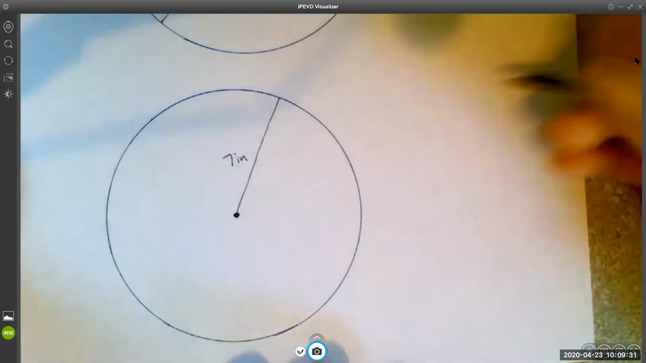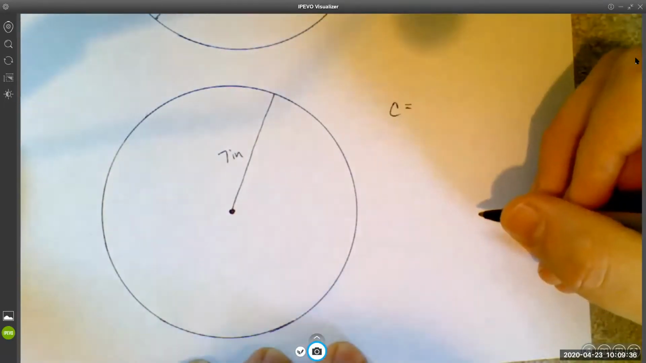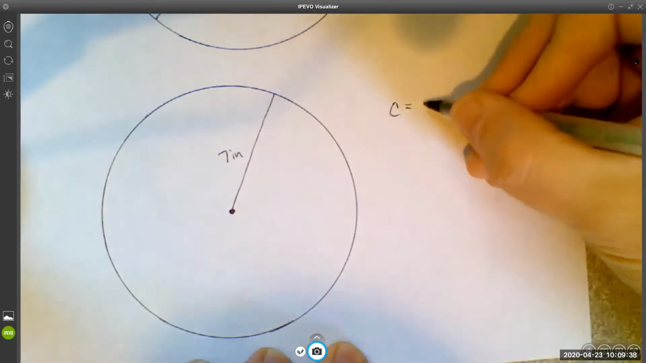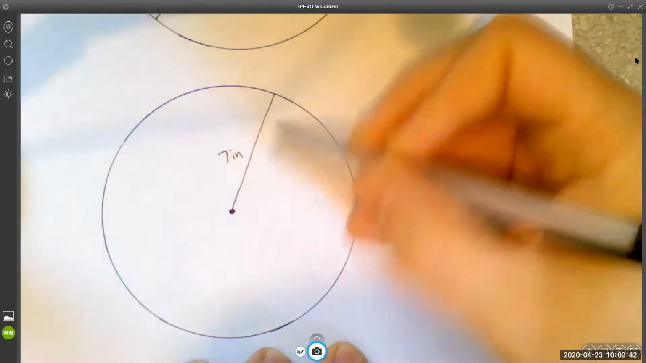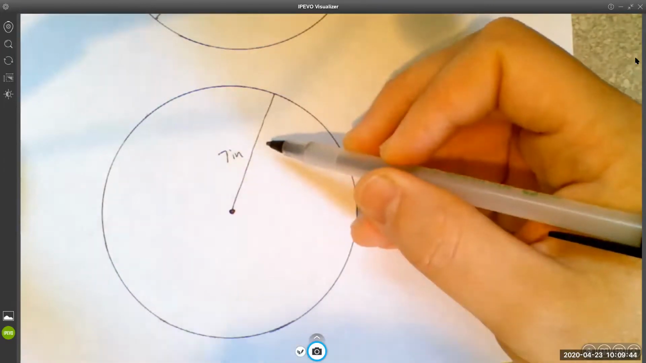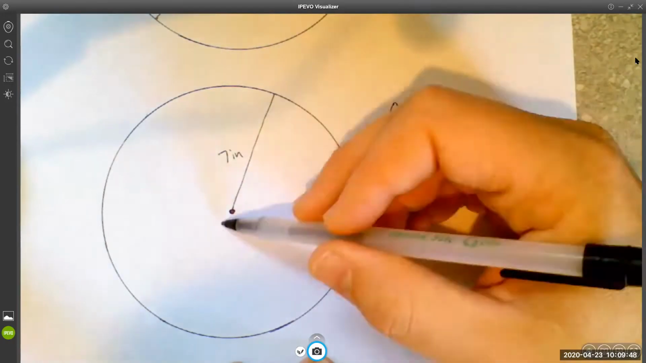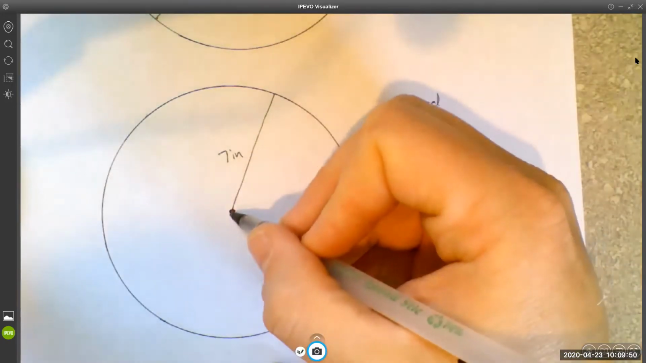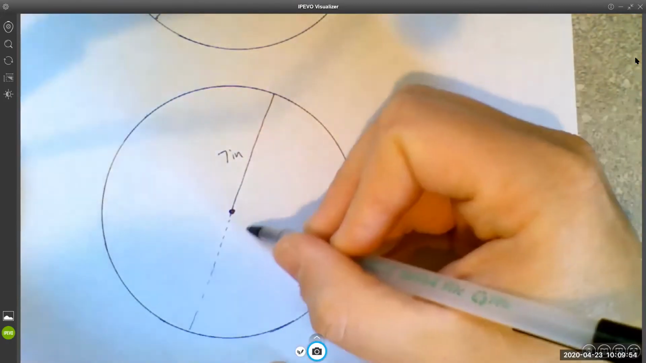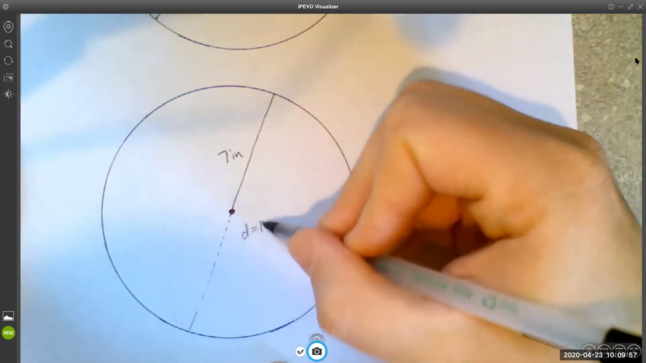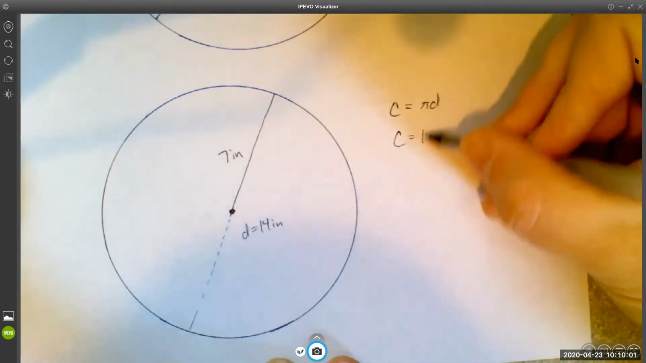Okay, now here's my solution. The circumference here, I can still use pi times diameter. I just have to realize that what I'm given here is not the diameter, it's the radius. So if I want to find the circumference, I need to double this to figure out what the diameter is. If the radius is 7 inches, then the diameter should be 14 inches. So then the circumference should be 14 pi.